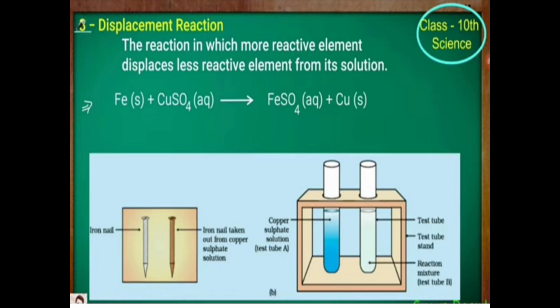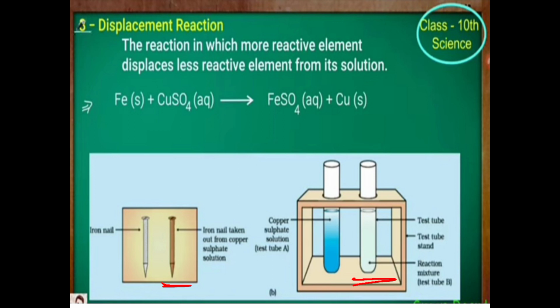As given in this figure, it will look brownish in color, and the copper sulfate solution will become greenish in color. Why? Because copper is being displaced by iron, as I have given in the equation. Look at the equation given here.